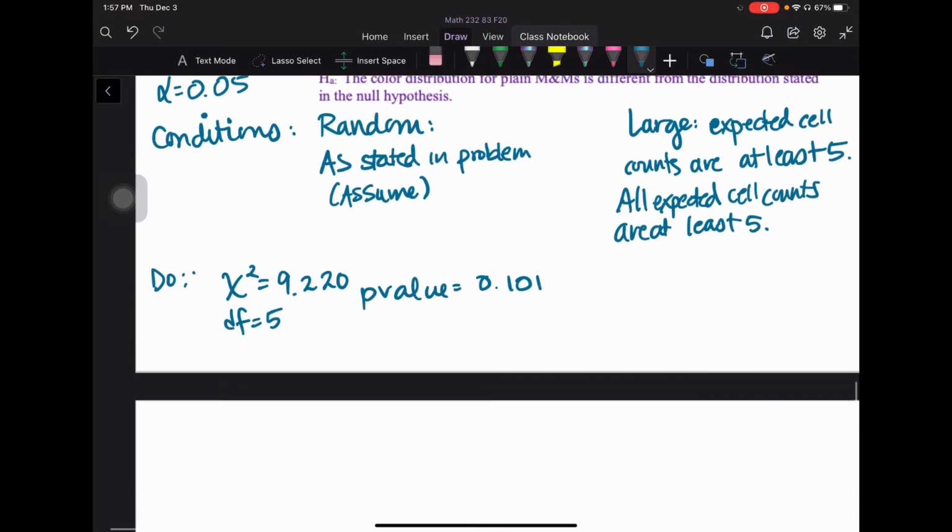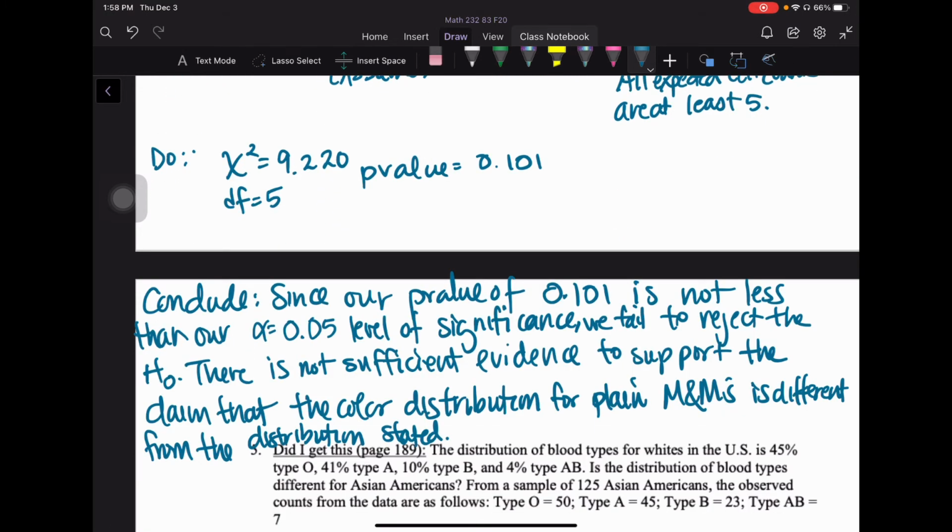How do we conclude? All right, here's our conclusion. Since our p-value of 0.101 is not less than our alpha equals 0.05 level of significance, we fail to reject the null. There is not sufficient evidence to support the claim that, and here I just went back to the alternative hypothesis and wrote what was stated, that the color distribution for plain M&Ms is different from the distribution stated.